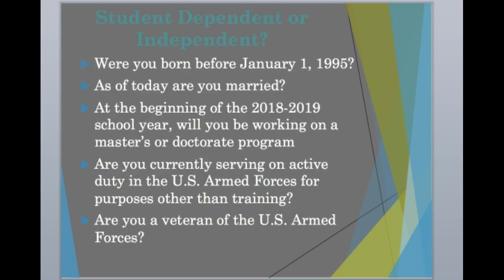Is the student dependent or independent? These are the questions that are used to determine if a student is independent. If the student was born before 1995. If they're married. If at the beginning of the 18-19 school year, they will be working on a master's or a doctorate program. If they are currently active or serving in the U.S. Armed Forces, or if they're a veteran. If they do not meet any of these requirements, they are going to be considered a dependent student. So it doesn't matter if they're 21 or 22 years old, if they are not meeting one of these 5 criteria, they are considered dependent, and the parent information is going to be required.